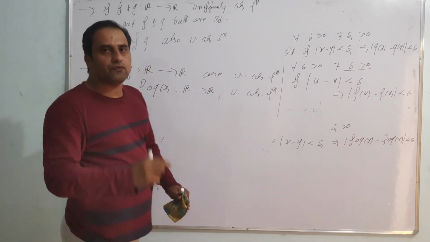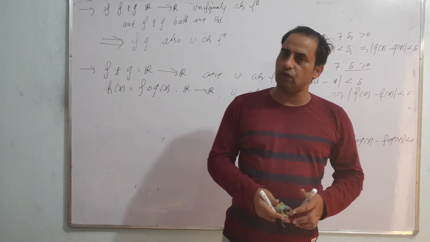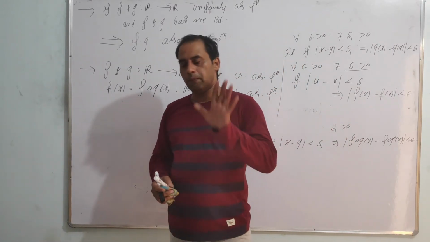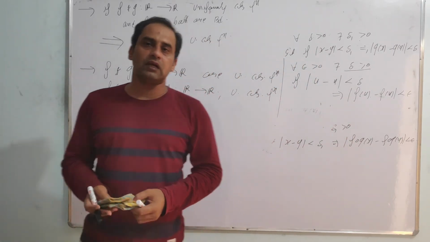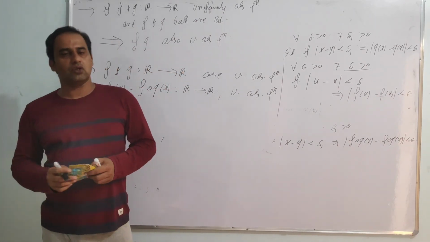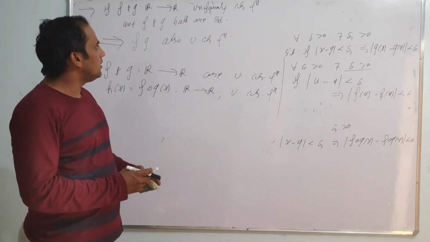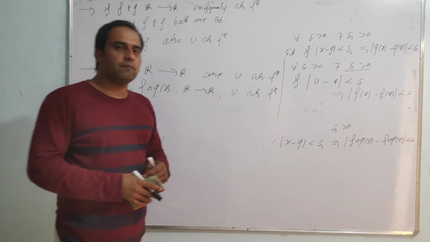So the product of two uniformly continuous functions is uniformly continuous provided both of the functions are bounded. But the composition of two uniformly continuous functions is always uniformly continuous. There is no restriction on the function, no restriction on the domain. So basically this is the overall picture of uniform continuity.